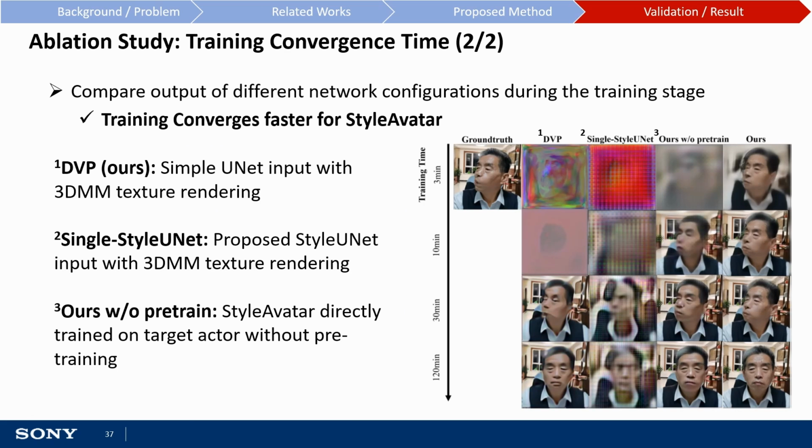Another ablation study compares the training convergence time on different network configurations. They use the term DVP hours to refer to a simple StyleUnit with 3D texture renderings of their model, similar to the DVP structure. For single StyleUnit, they refer to a StyleUnit input with 3D texture renderings of their model. They also use a StyleAvatar model directly trained on the target actor without any pre-training, as illustrated in the figure. Due to video decomposition and neural textures, they achieve significantly faster training speed without any pre-training.